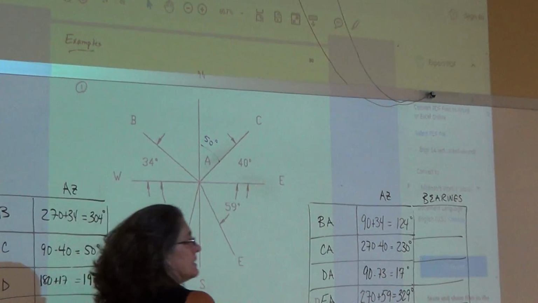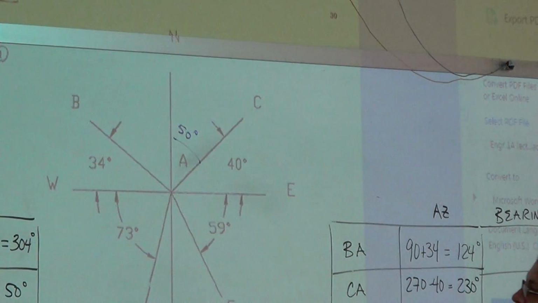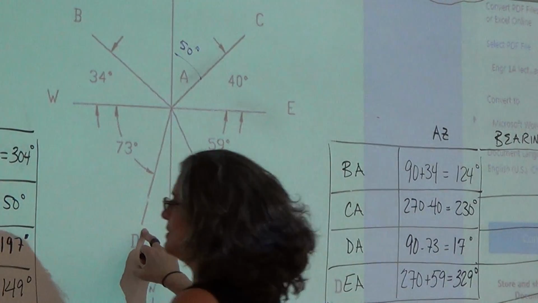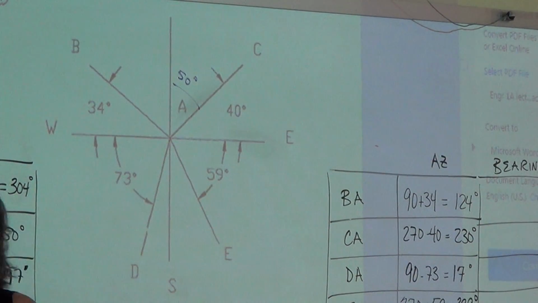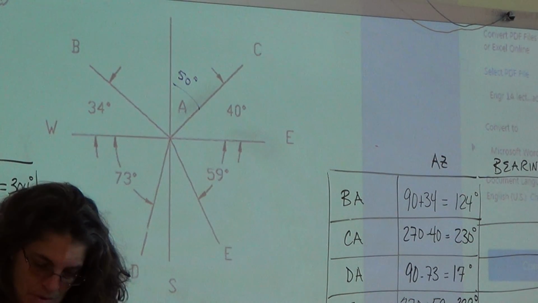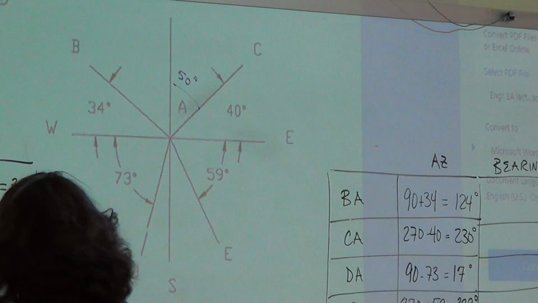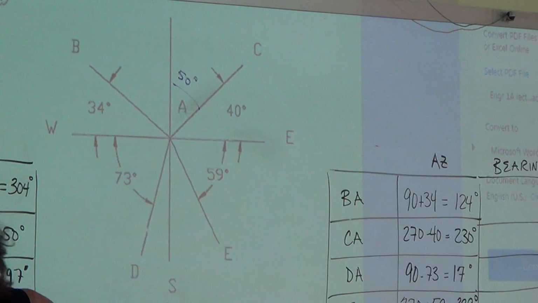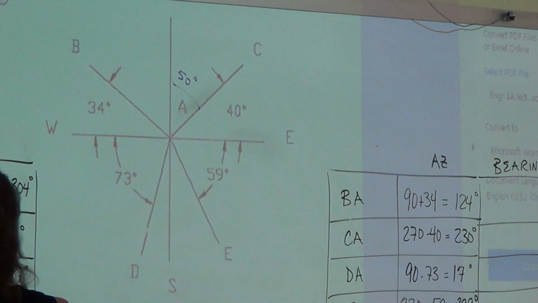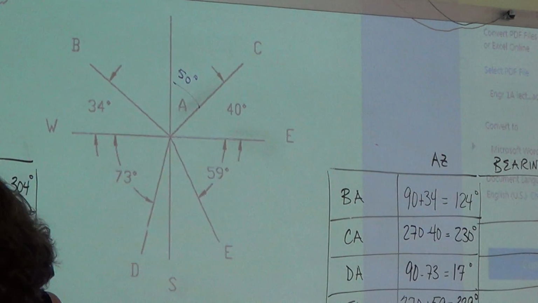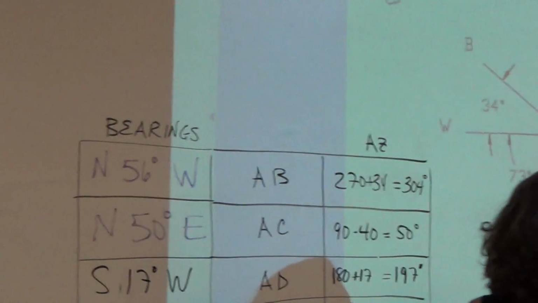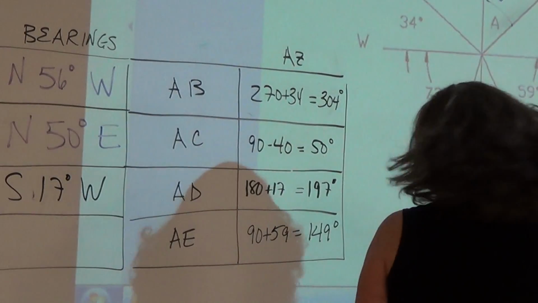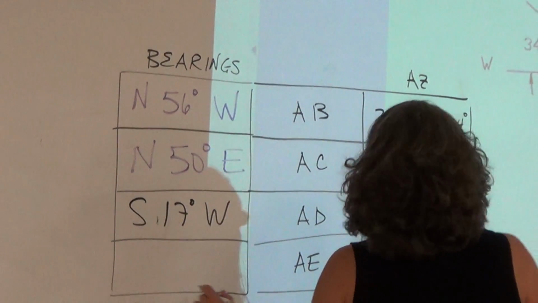Okay, how about AD? From A to D. North or south? South. East or west? West. And how many degrees? 17. Right. I think you guys like bearings better, huh? Yeah.